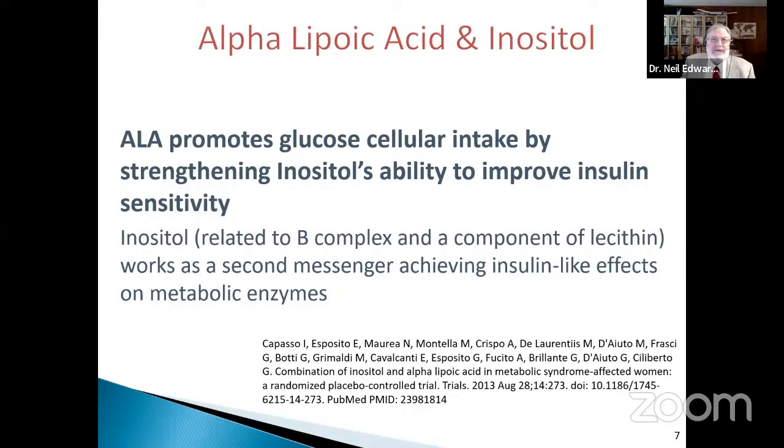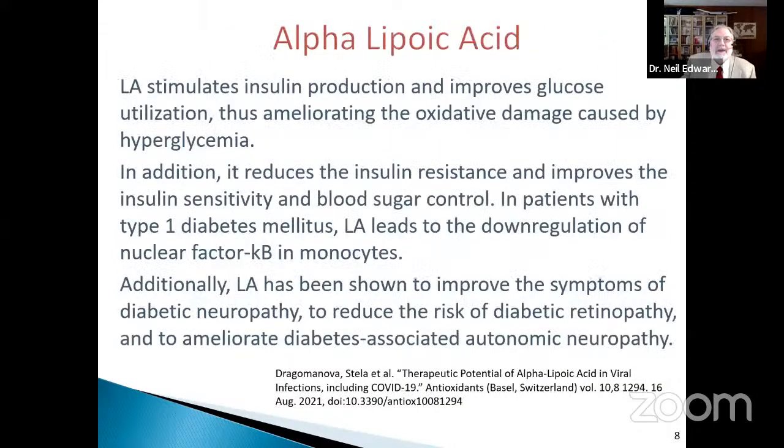One of the mechanisms of alpha lipoic acid is strengthening inositol's ability to improve insulin sensitivity. Inositol can also act as an insulin mimic and an insulin messenger. Inositol is one of the nutrients associated with the B complex family. It's not an actual B vitamin, but it is found in lecithin and many B complex supplements. Lipoic acid stimulates insulin production and improves glucose utilization to reduce oxidative damage caused by high blood sugar.